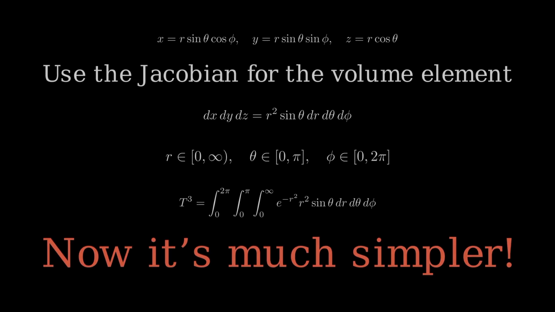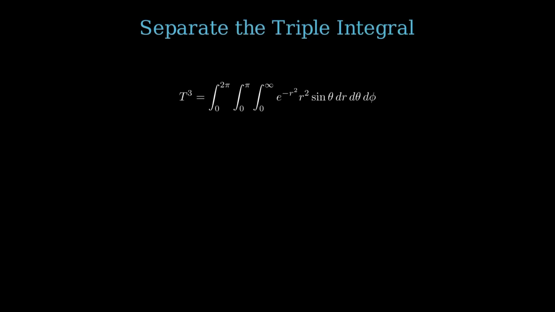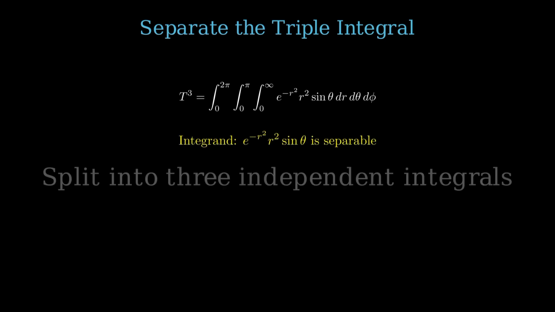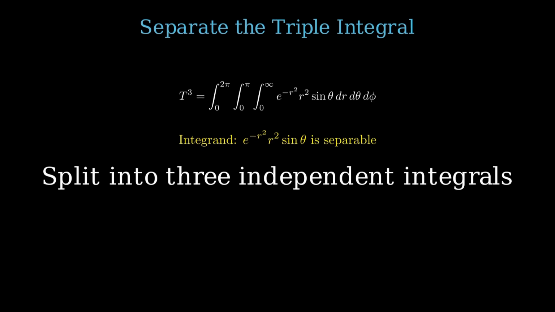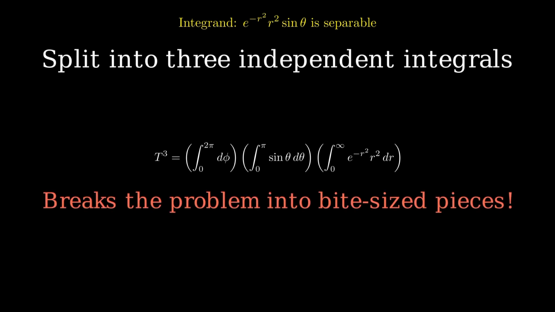Okay, we've got our triple integral looking nice in spherical coordinates. Now let's make it even simpler by splitting it apart. Notice that our integrand e to the negative r squared times sine theta doesn't mix the variables phi, theta, and r. They're independent. That means we can separate this triple integral into 3 separate integrals. One for phi from 0 to 2 pi, one for theta from 0 to pi with sine theta d theta, and one for r from 0 to infinity with e to the negative r squared times r squared dr. This is huge. It breaks our big problem into smaller, bite-sized pieces. Now it's time to crunch some numbers.